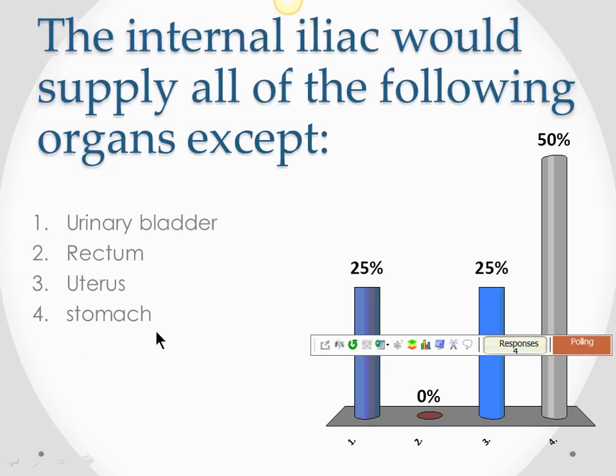The stomach lies in the abdomen. So it is the abdominal aorta. Remember that gastric branch. So it will supply all these except the stomach. Okay, so it won't supply the stomach because that comes from the abdominal aorta. Whereas these are lying in the pelvis and therefore you have to call upon all of your ANP1 knowledge too.